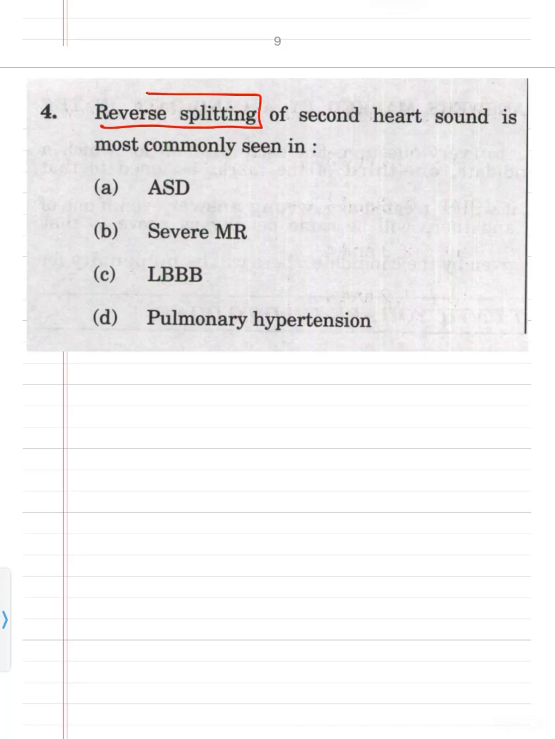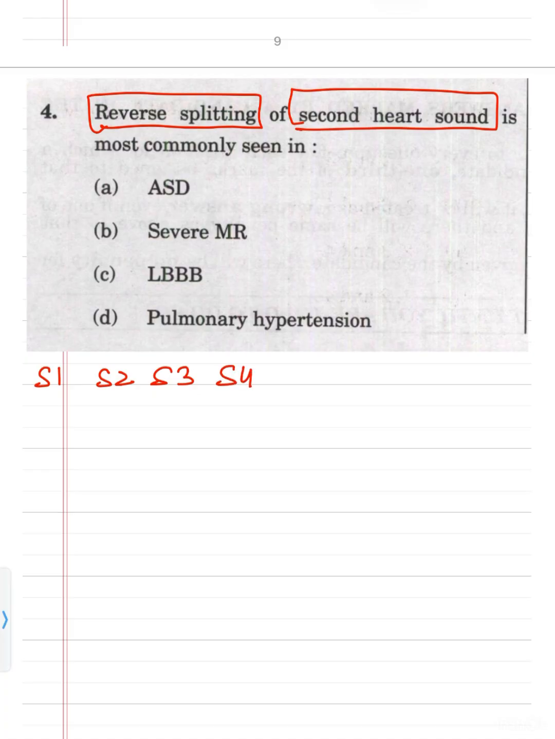So question number 4: reverse splitting of the second heart sound is most commonly seen in AS, severe MR, LBBB, or pulmonary hypertension. So we have S1, S2, S3, S4. So four heart sounds are important. We have to talk about S2.